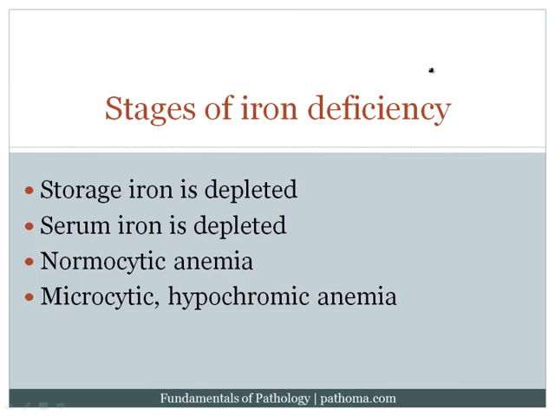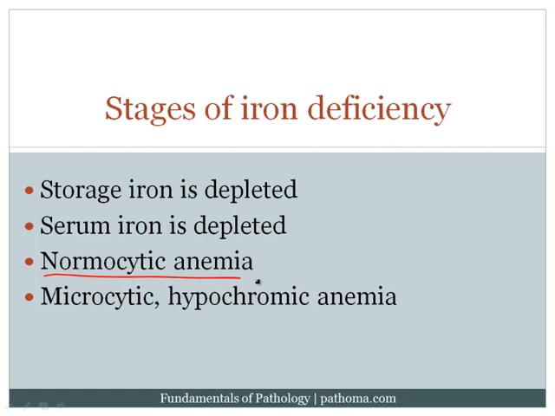Now the third stage or phase of iron deficiency is normocytic anemia. So what's the idea here? Now as iron is being depleted from the storage sites and as iron is being depleted from the serum, the bone marrow is still going to continue to try to make red blood cells, and in order to make red blood cells it needs to produce heme, and in order to produce heme it's going to need iron. And so as the bone marrow begins to recognize that iron isn't available, it'll make a sacrifice.